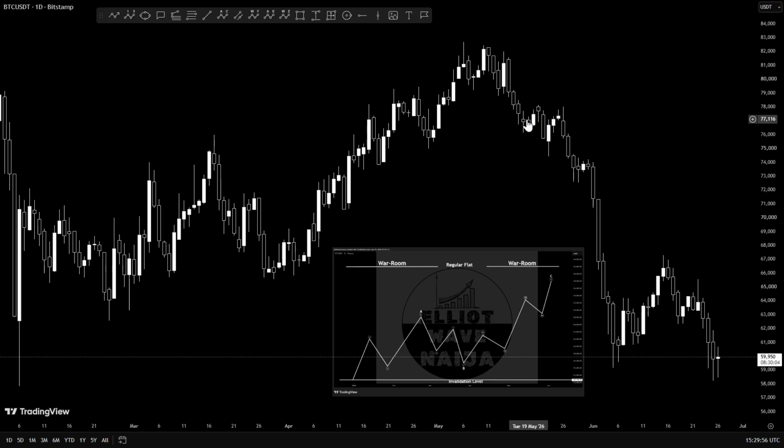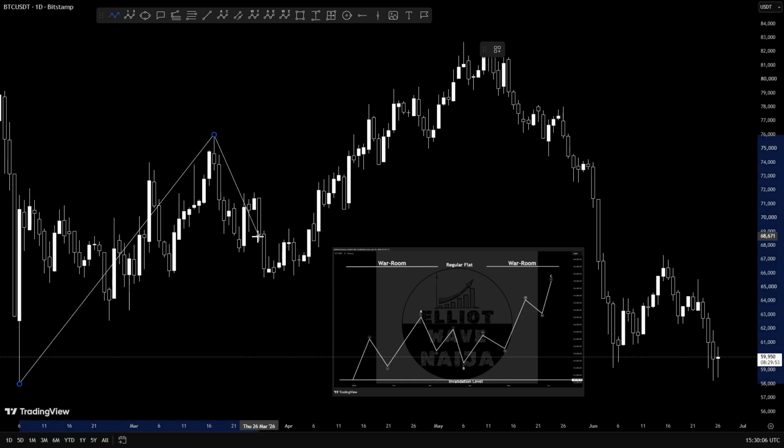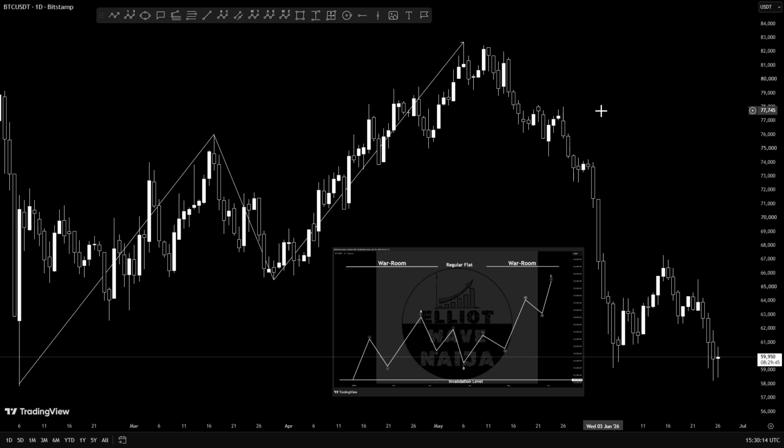The first thing we are going to do now is to find where A, B, and C are. This is wave A, this is wave B, and this is wave C. For us to know that this is actually a correct sequence of regular flats, we have to look at what is inside the subwaves that unfold in wave A, wave B, and wave C, because we said it is in A, B, and C.